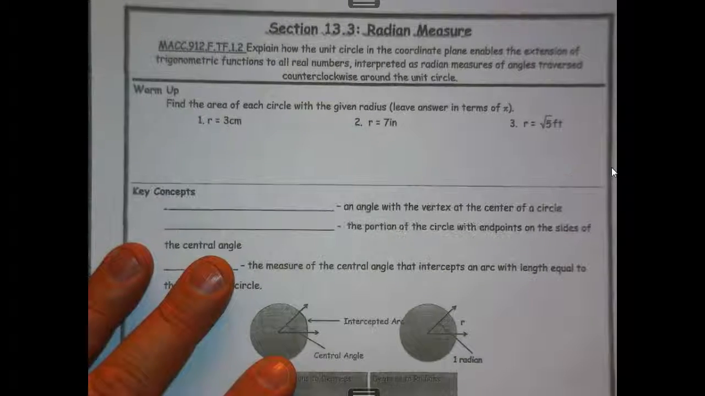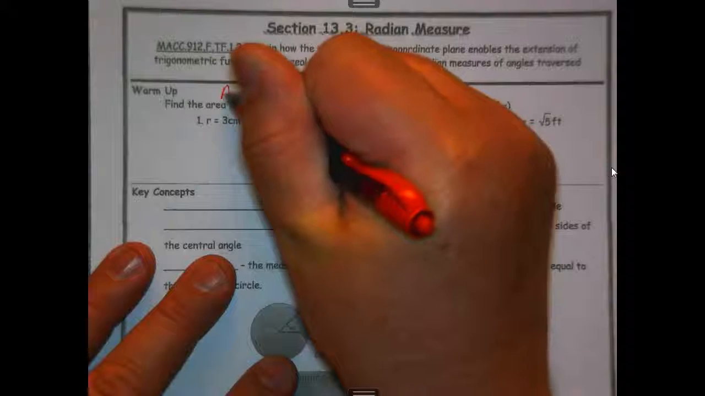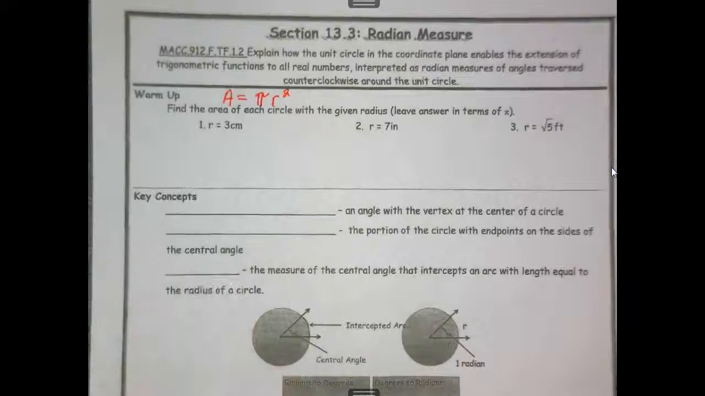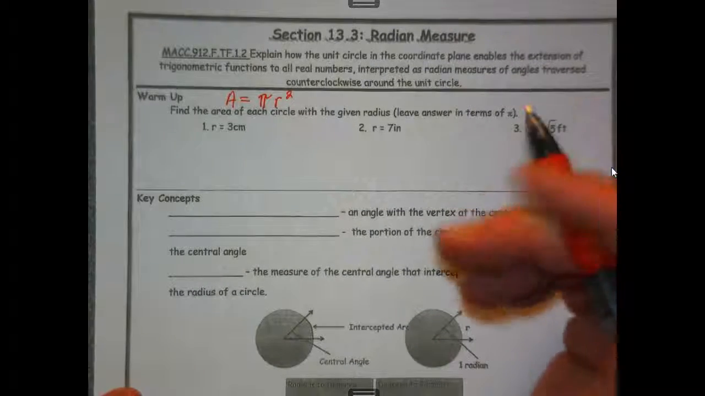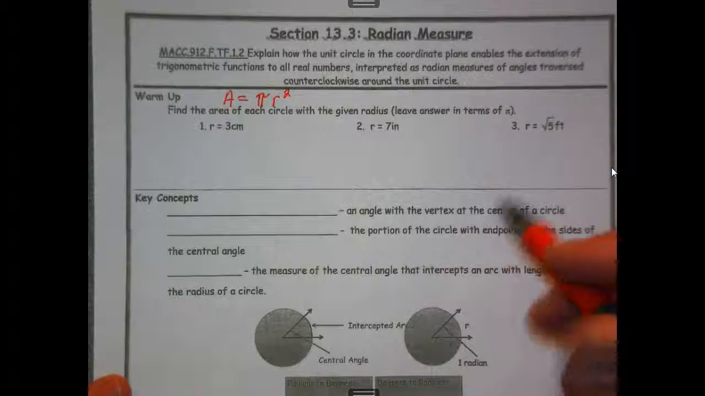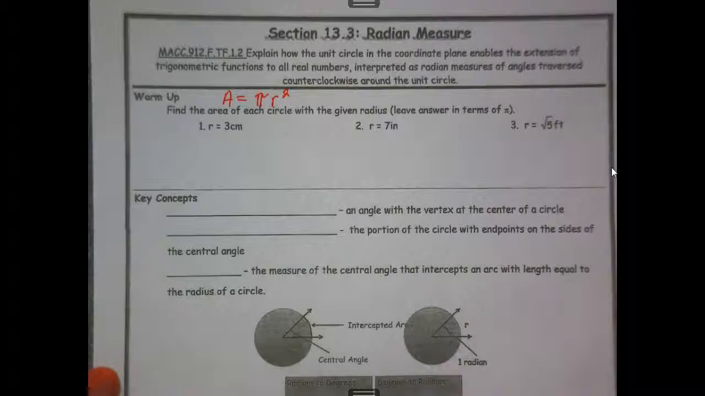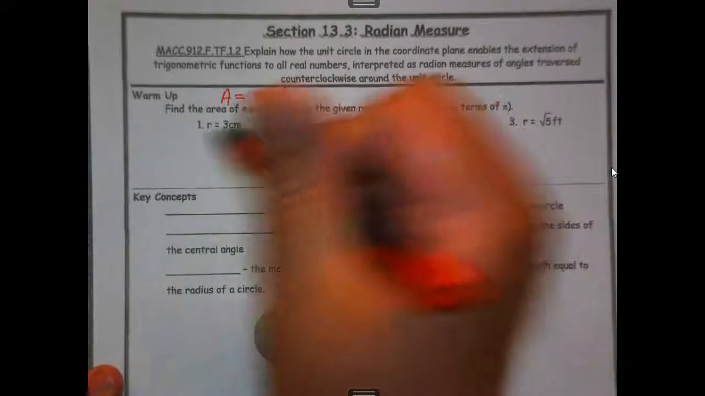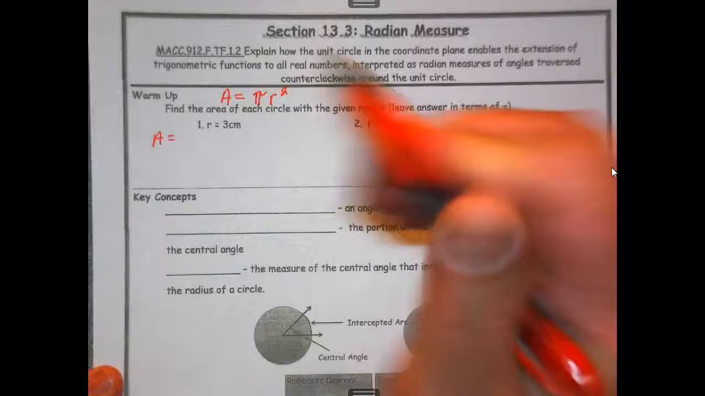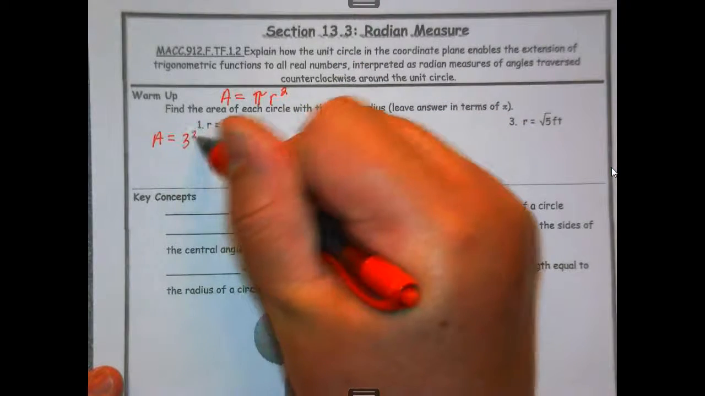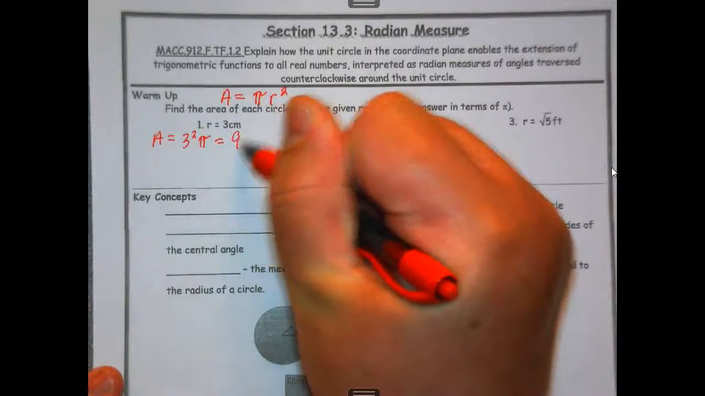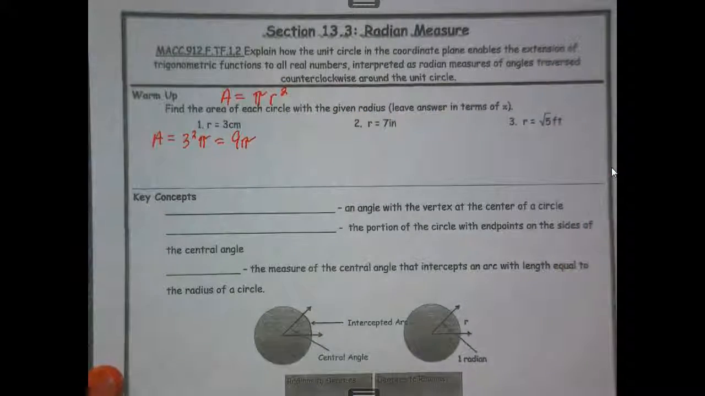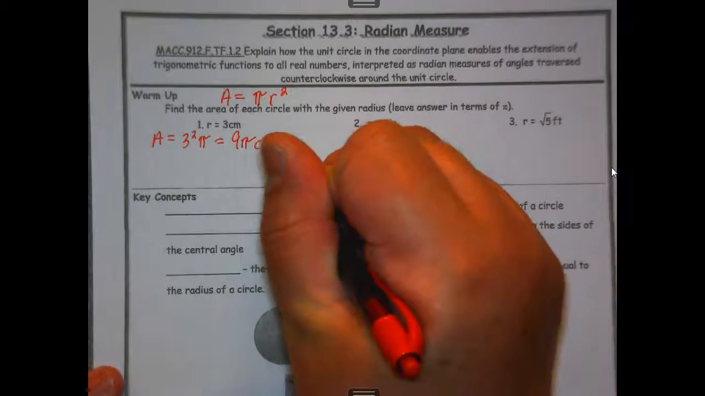Area of a circle is what? Pi r squared. Good. Again, leave it in terms of pi because we want exact numbers. Okay, the radius is 3 centimeters. So the area is going to equal 3 squared pi, which equals 9 pi. We should actually do the units, centimeters squared.